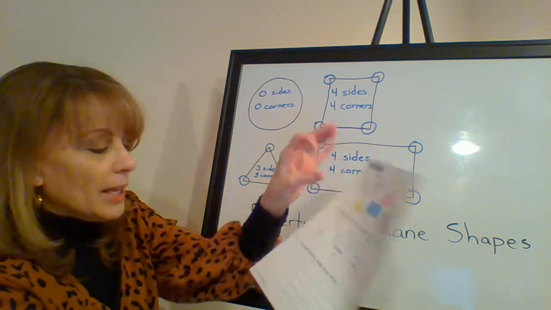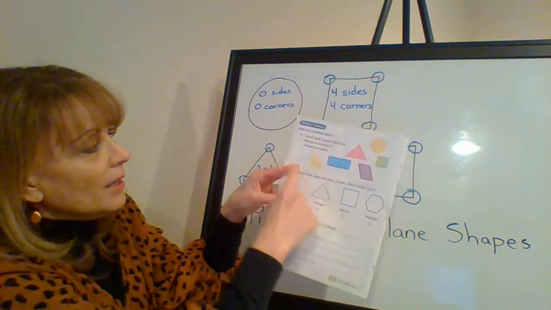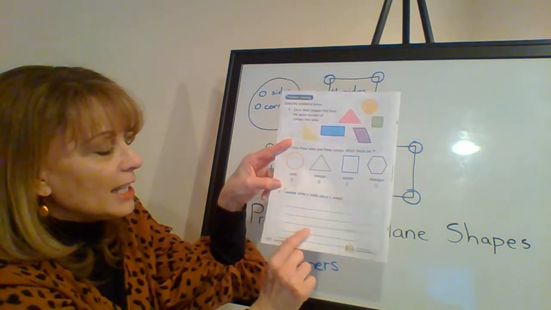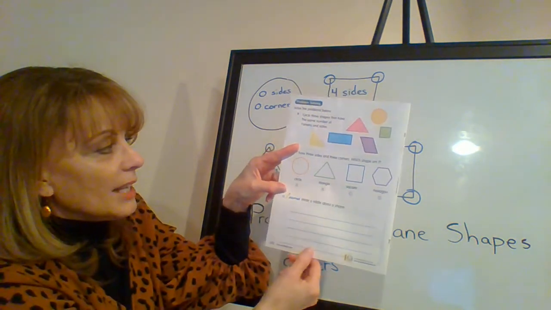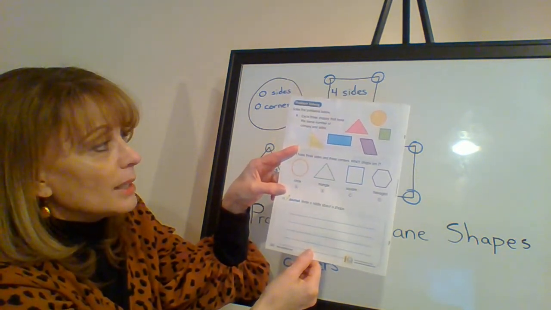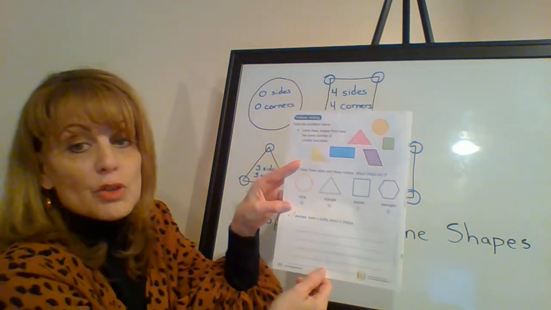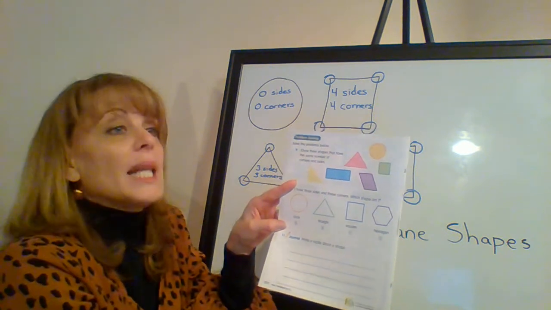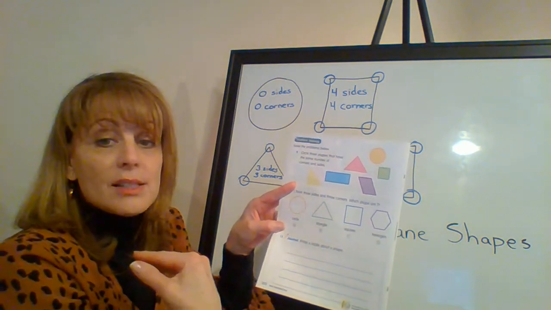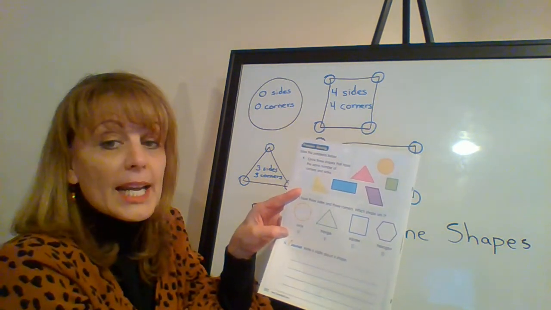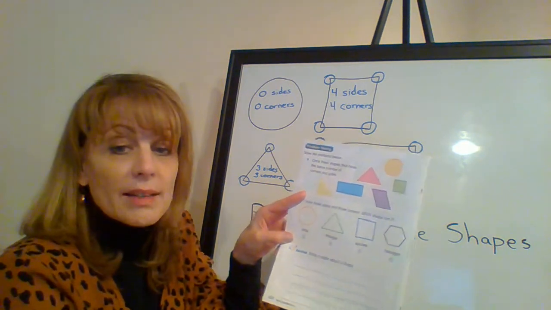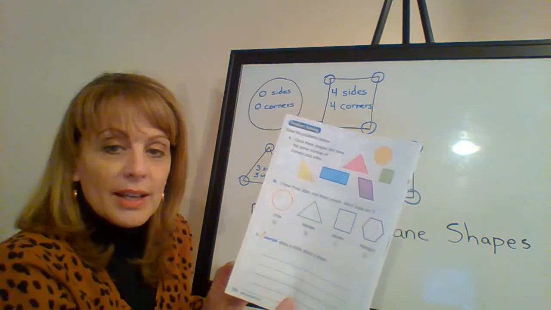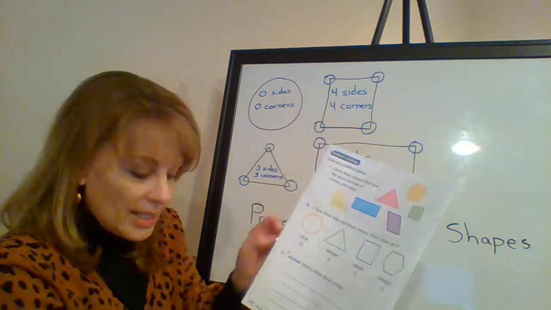Turn to the back page. Number 9, number 10, and I'd like you to go ahead and do this. It says, write a riddle about a shape. So you can say, it has blank straight sides. It has blank corners. What is it? That would be a great riddle. And see if someone else in your house can give you the correct answer.